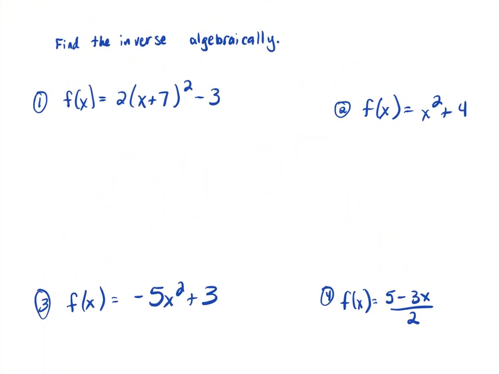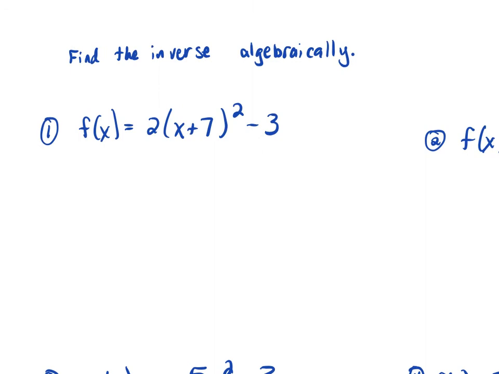For some other examples, if we look at example 1 here, we have f of x is equal to 2 times x plus 7 squared minus 3. Same exact thing. First thing, change the f of x to be y. So this gives us y is equal to 2 times x plus 7 squared minus 3. Next step, switch x and y. So this becomes x is equal to 2 times y plus 7 squared minus 3.